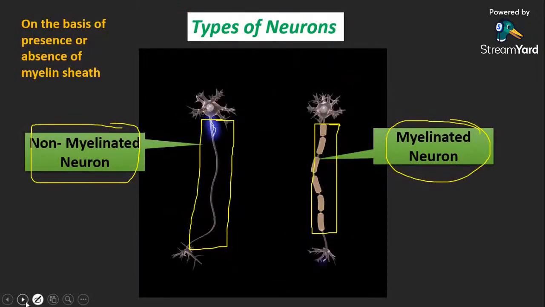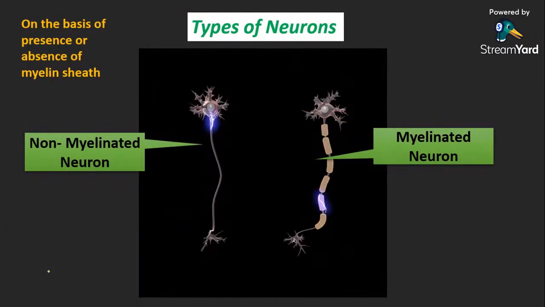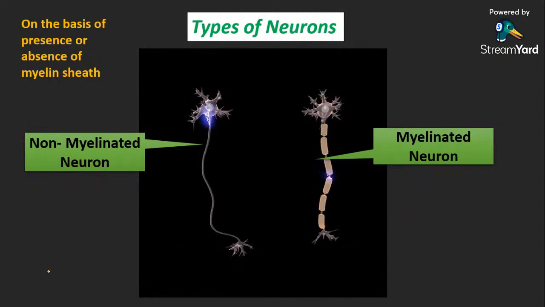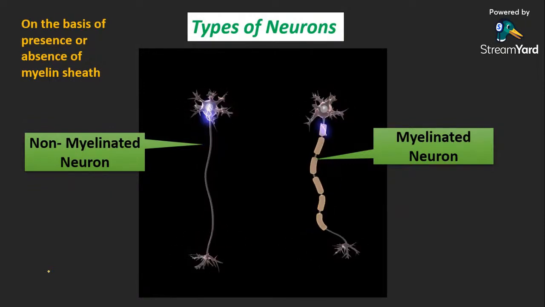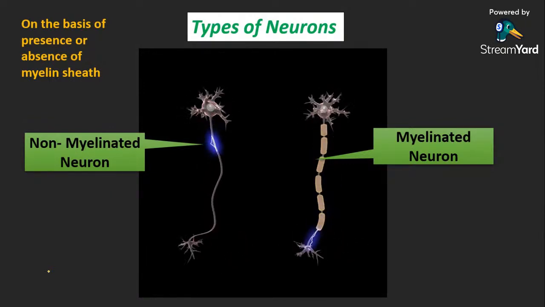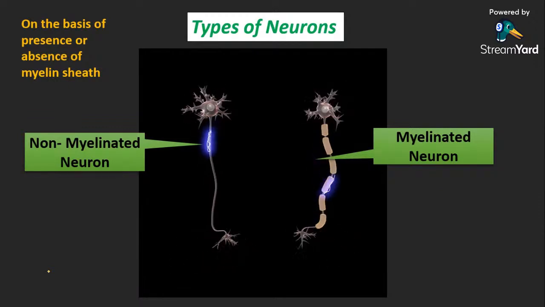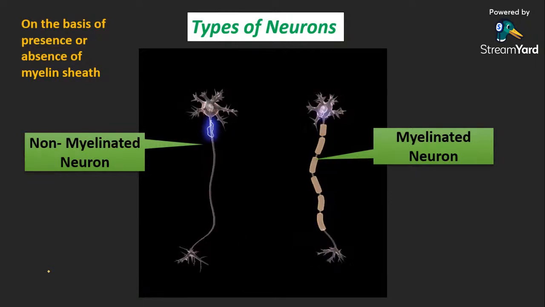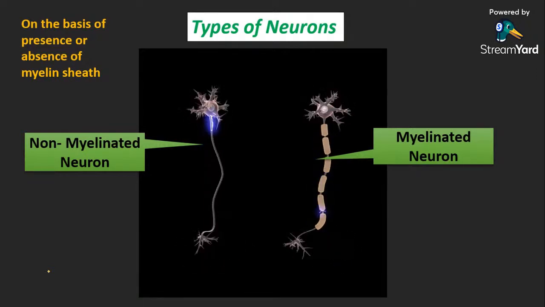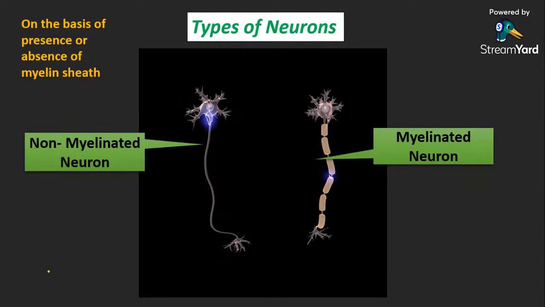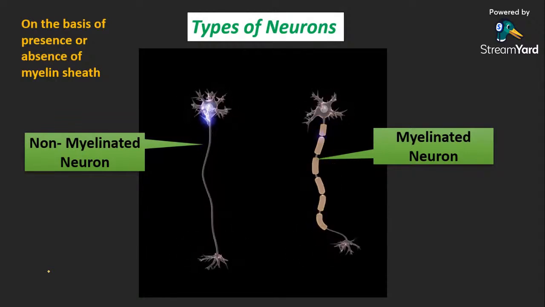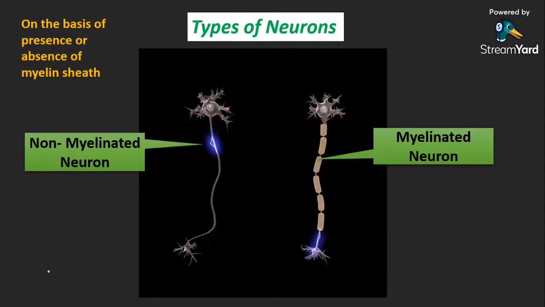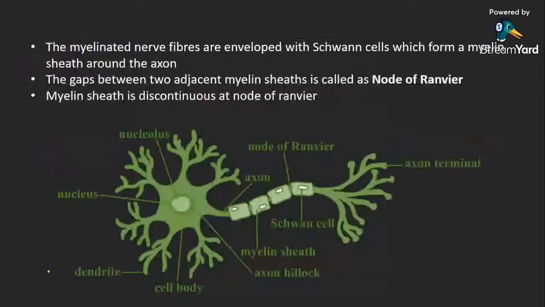Yes, everybody. Next, as we have already discussed, this concept is on the basis of presence or absence of the myelin sheath. In certain neurons, you will find the myelin sheath, whereas in certain, you will never find this myelin sheath. So in those neurons where you will find the myelin sheath, you will call them the myelinated neuron. Where you will never find a myelin sheath, you will call them the non-myelinated neuron. Let's have the difference between the same.